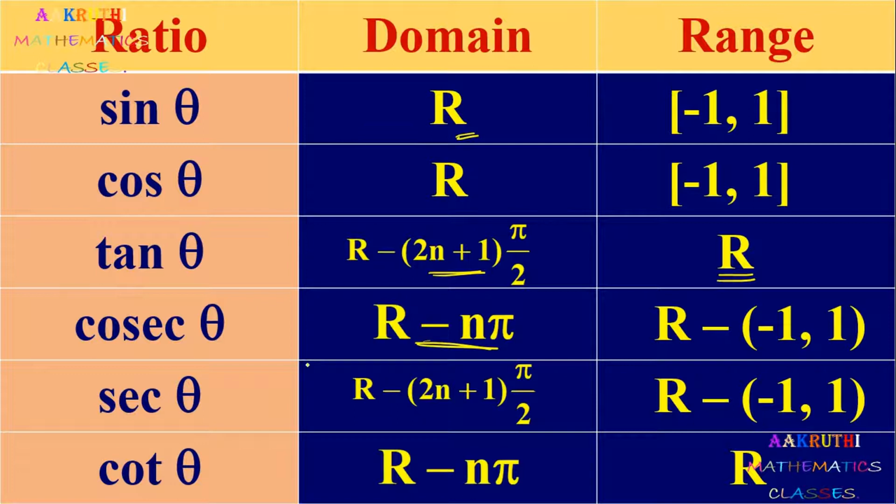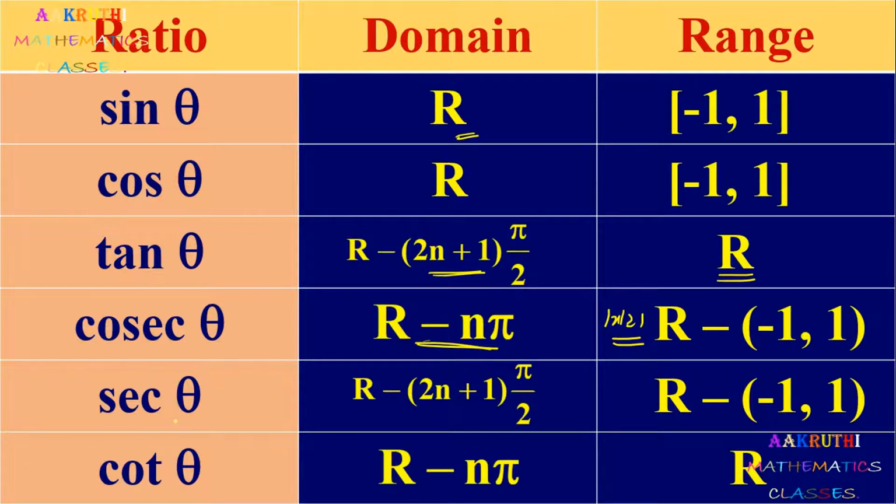And for the range of cosecant theta, we get all the values more than or equal to 1 or less than or equal to minus 1. Or we can write it as mod x greater than or equal to 1, or it is R minus the open interval minus 1 to 1. So here minus 1 and 1 are included, that is, cosecant theta may be 1 or may be minus 1 also.